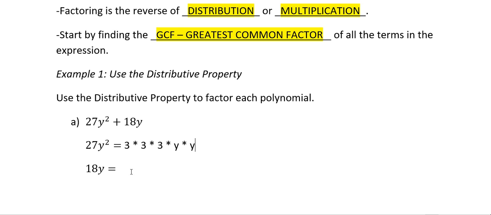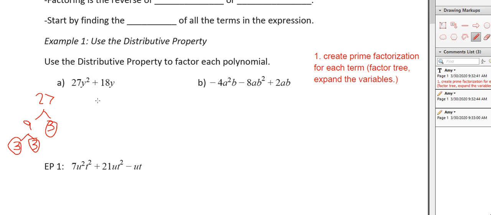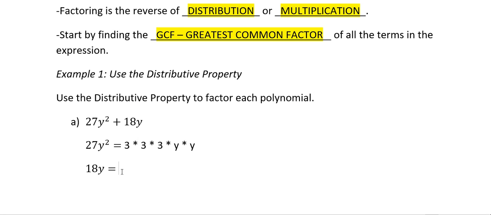Okay, so we're going to write that out, and we have to break down 18y. So let's make a factor tree for 18. What is my multiplication fact there? That's 9 times 2, or 3, 3, and 2. So 3, 3, and 2, that's my prime factorization for 18. So I write 2 times 3 times 3. And what variables do I have? Just one y.